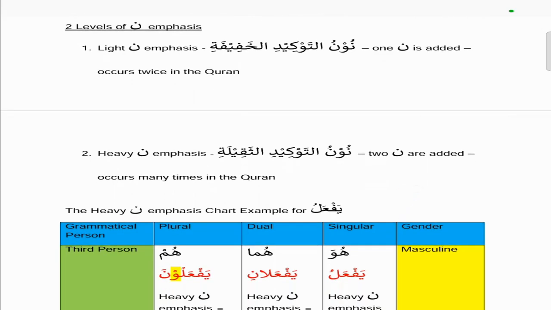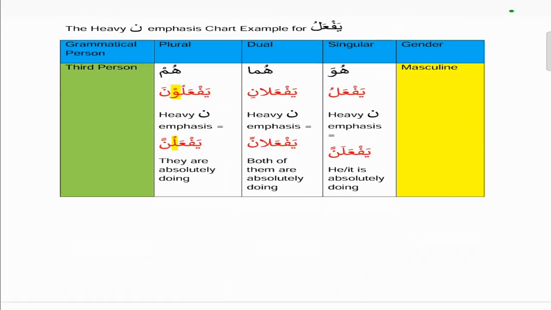So there's two levels of noon emphasis. The light noon emphasis is when one noon is added, and this occurs twice in the Holy Quran. And there's a heavy noon emphasis, where two noons are added, and this occurs many times in the Quran. So we'll give an example of the heavy noon emphasis chart using yaf'alu.